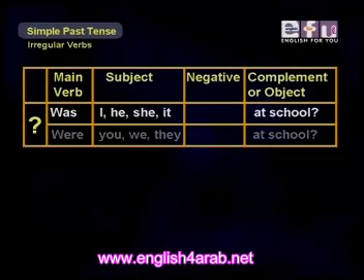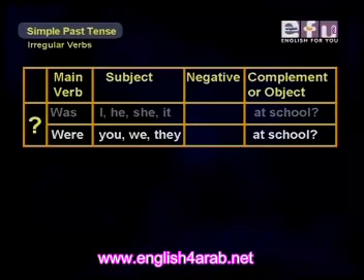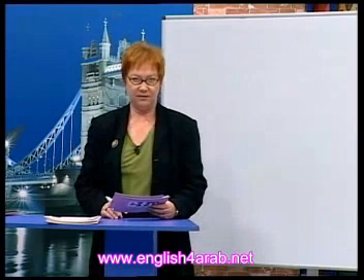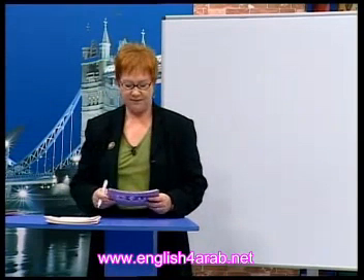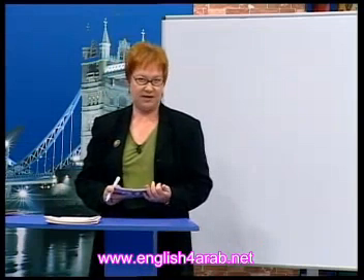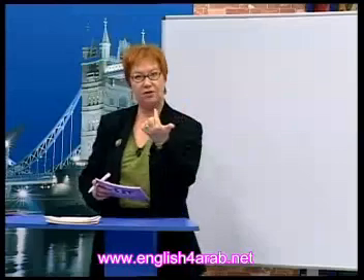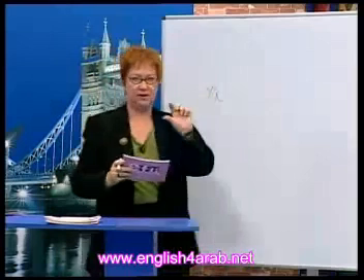Now with questions, we change it. Was I, she, he, it at school? Was I at school? Or were you, were they, you, we, they at school? Were you at school? Okay, so you have the verb, the subject, and the complement. This is only for be. Okay? We don't use a helping verb with be for negative sentences or questions. And when we ask questions, we change the order for yes-no questions. Okay, we change it around.